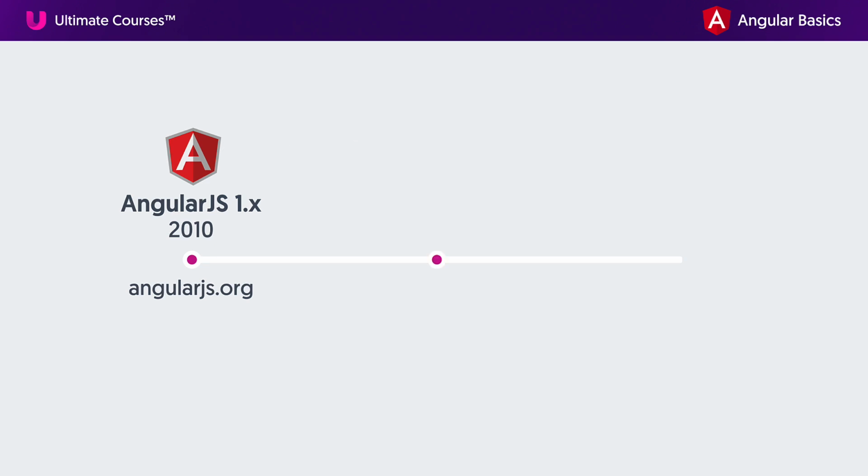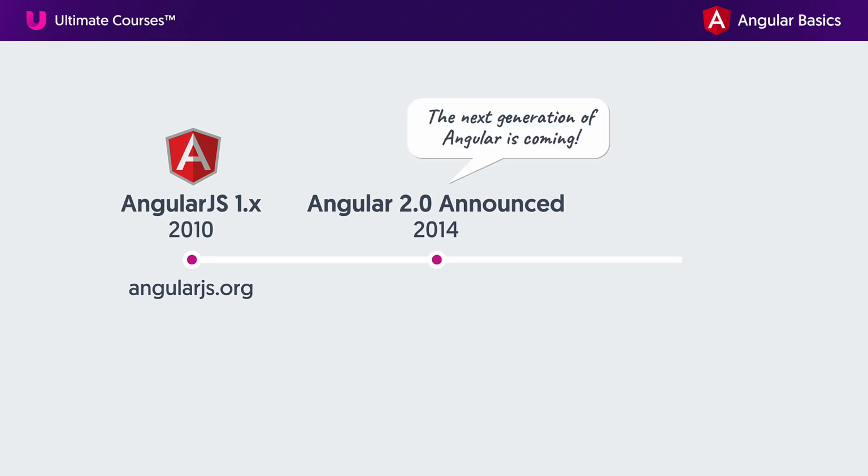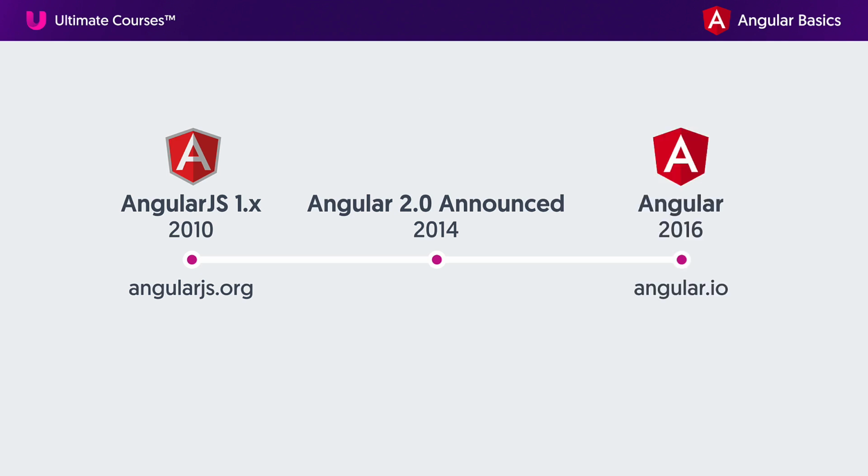Which then takes us to 2014, where at a European conference, the Angular team announced this new version of Angular under the name of Angular 2. Angular 2 was then under development for around 2 years and then officially launched in late 2016. Now, instead of being called Angular 2, Angular 3, Angular 4, as they switched to a new versioning syntax, the 2 was then dropped and the project was to be known as just Angular.